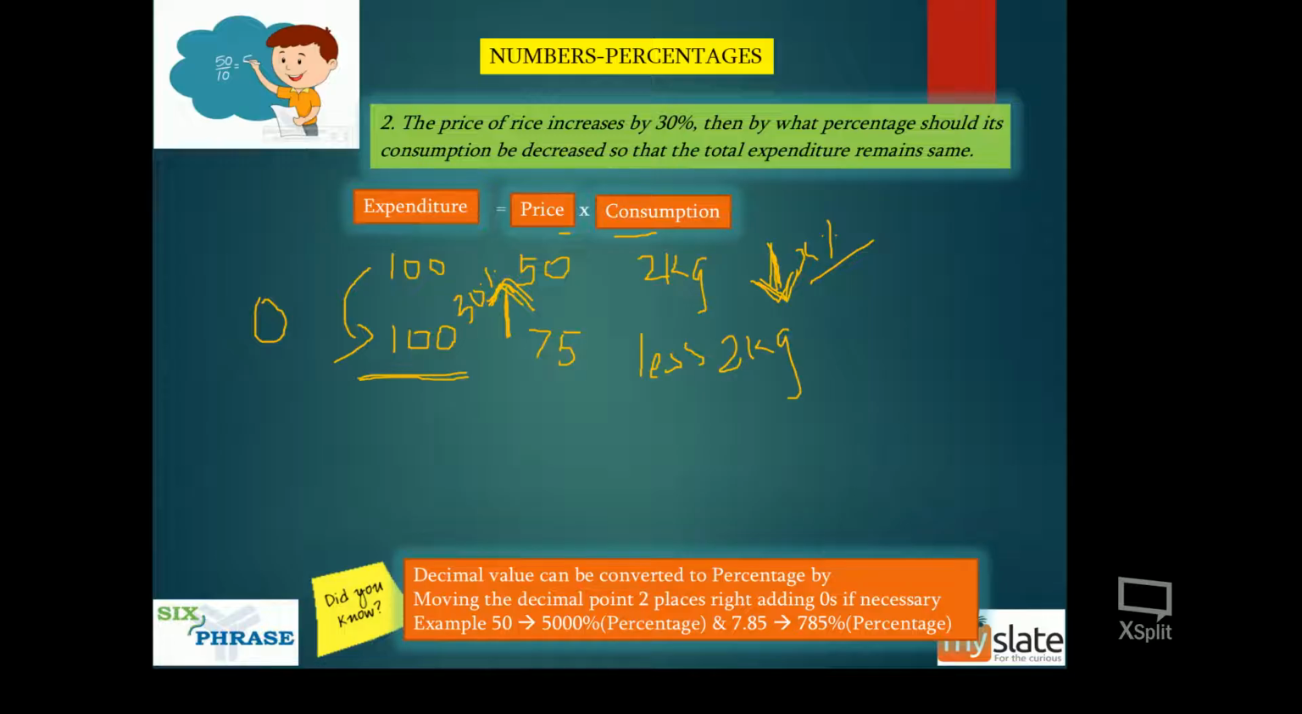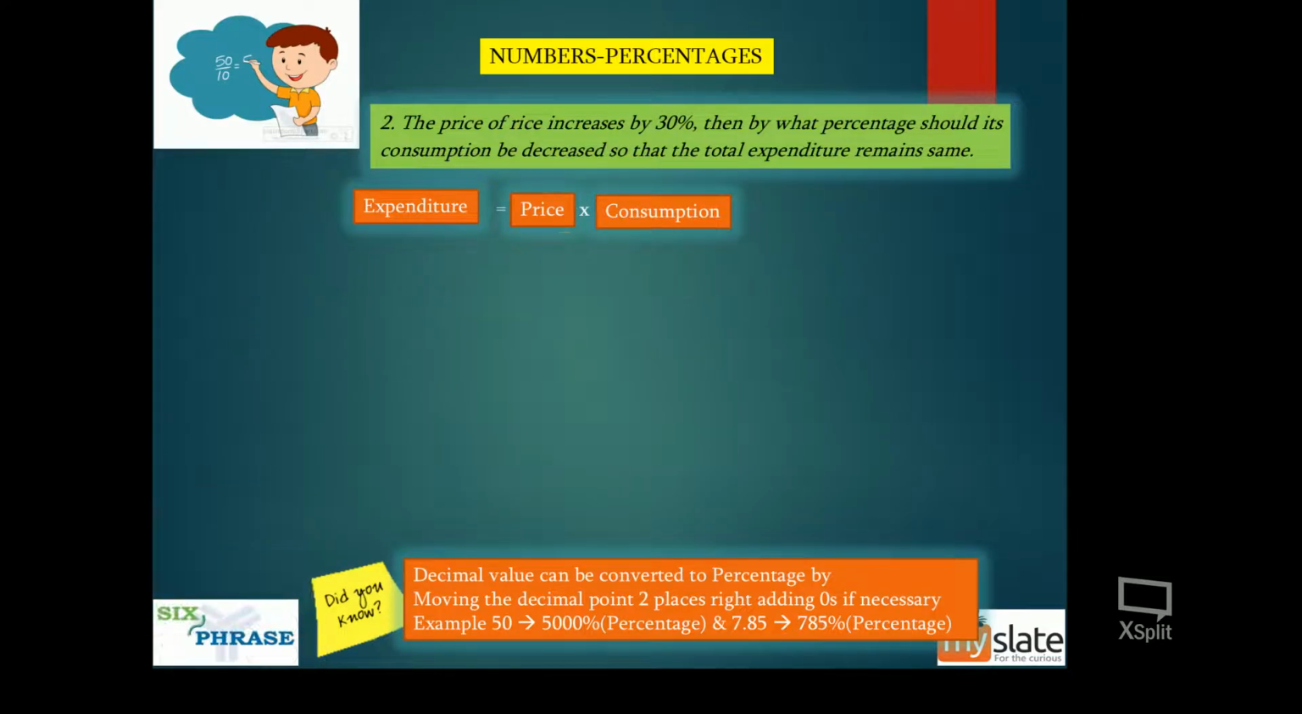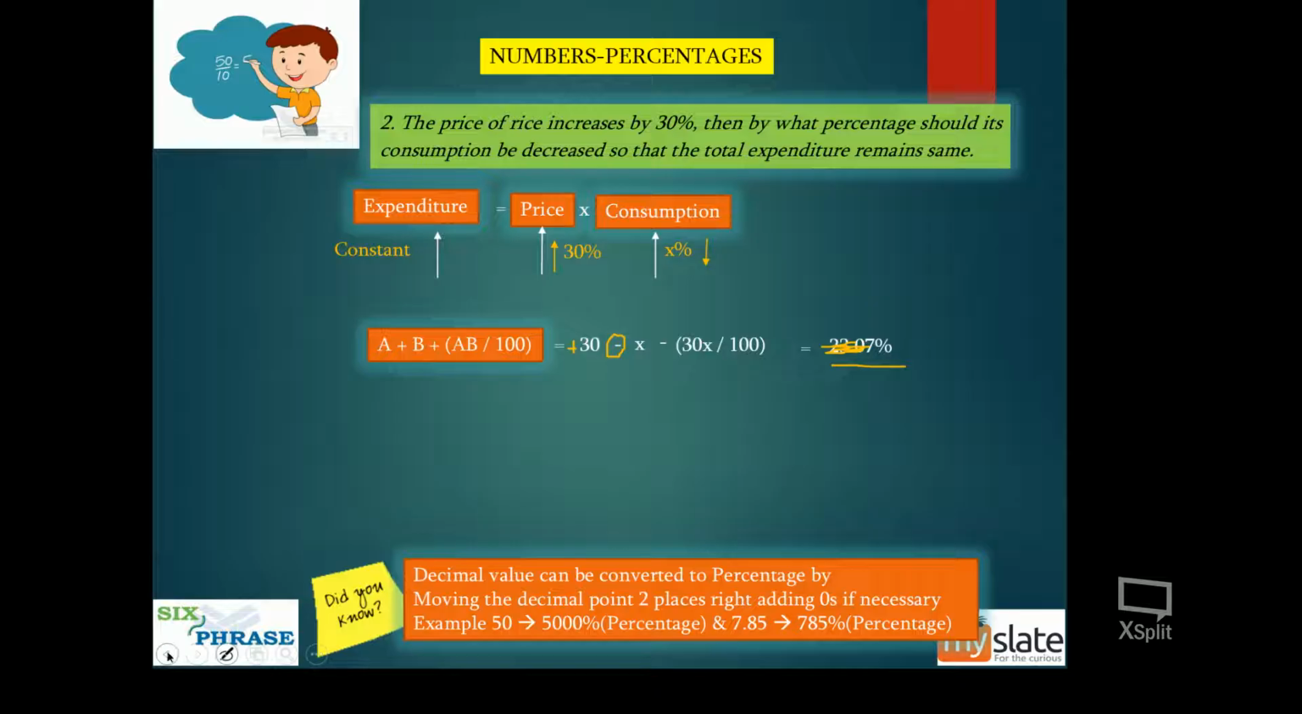So in the formula, you can see this is 30 percent, this is X percent decrease. Apply it in this formula. This will give you 30 minus X minus 30X by 100. Because this is a 30 percent increase, I am taking plus 30, and because it is a decrease, I am taking minus X. This will be equal to, okay, just ignore this. I'll go back.